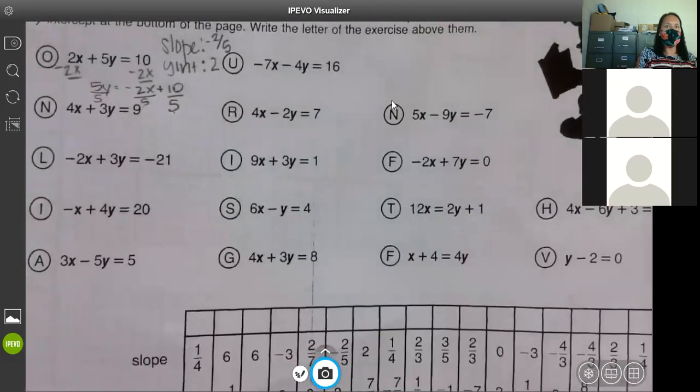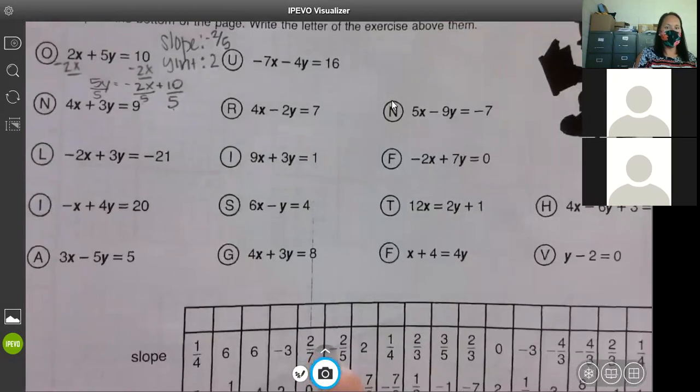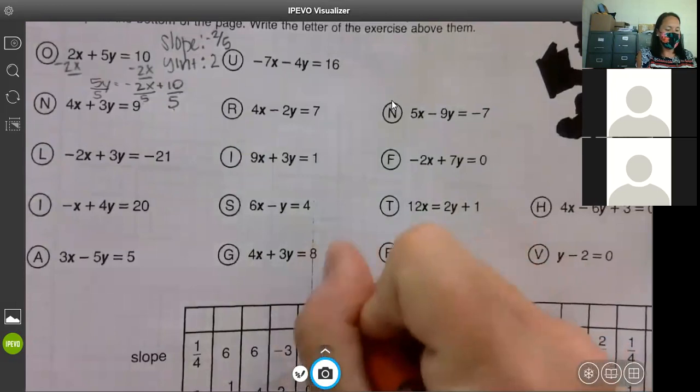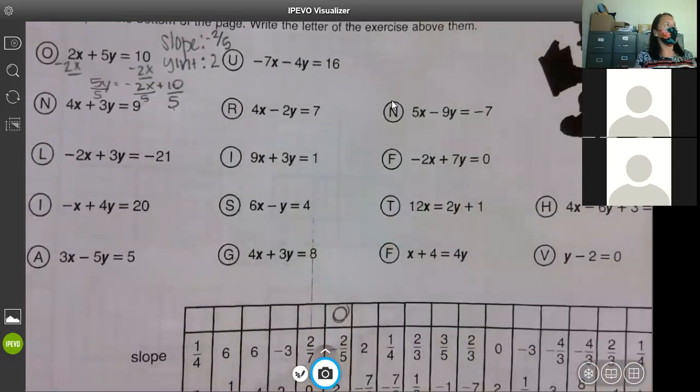You're looking for a slope of negative 2/5. If you look, there's only one of them, negative 2/5. And underneath it, you can see the y-intercept of 2. That's where your O goes. There will not be any repeats on this one. Okay, so whatever question only has one answer at the bottom.